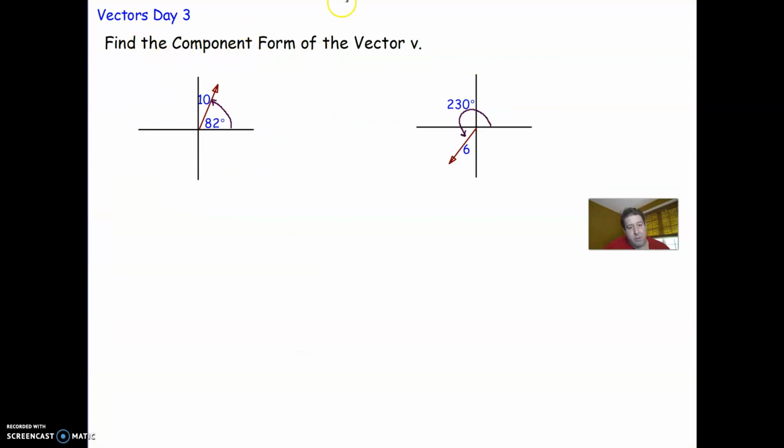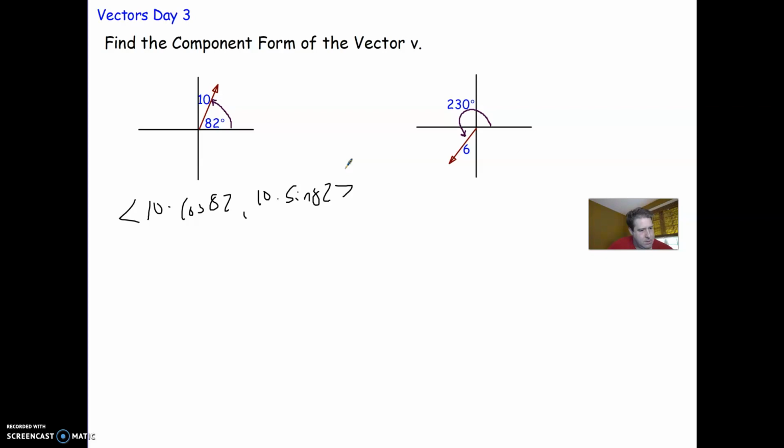All right, so find the component form of vector v. We've talked about this before, but you can simply use the formula of magnitude times cosine of 82, and then magnitude times sine of 82. And that'll give you your components. It's just a matter of using your calculator. Here we go.